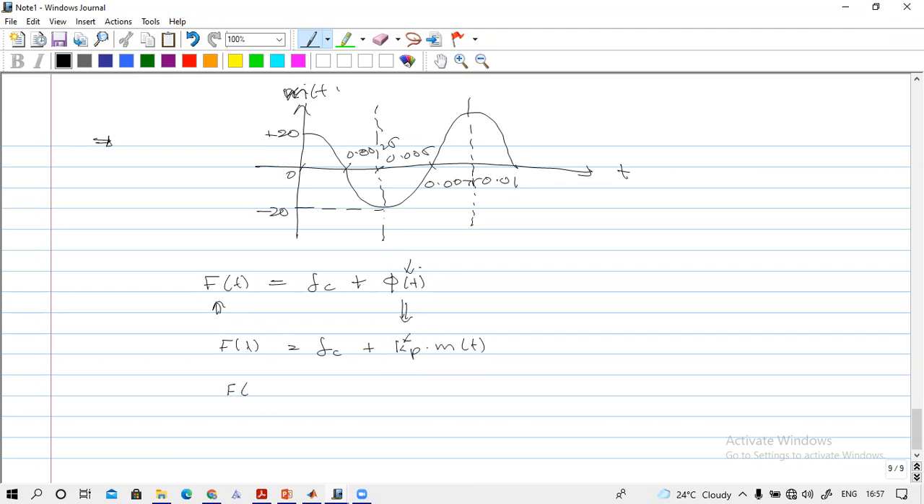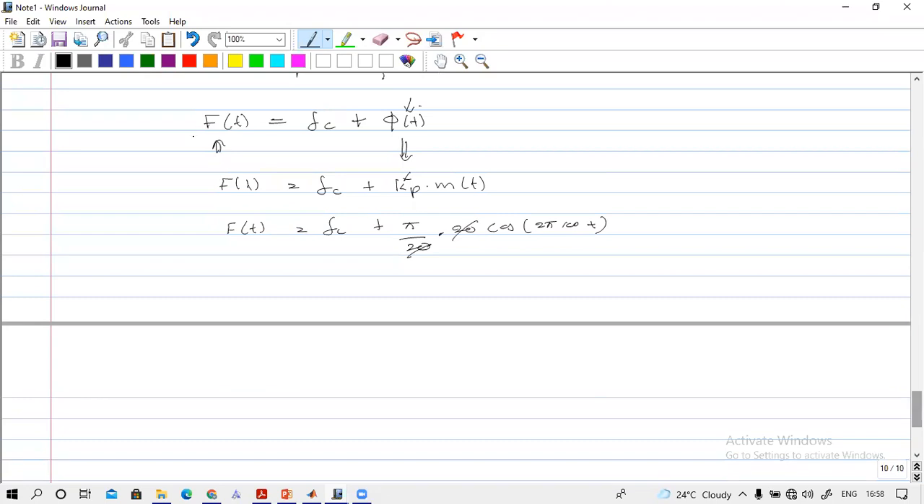Okay. And if I substitute that value, I will get kp is 5 by 2π. Okay. And now the signal is 20 cos 2π500t. So this 20 will cancel out, and I will get f(t) is equal to fc plus 5 cos 2π500t. Correct? Okay. So this is the instantaneous frequency.